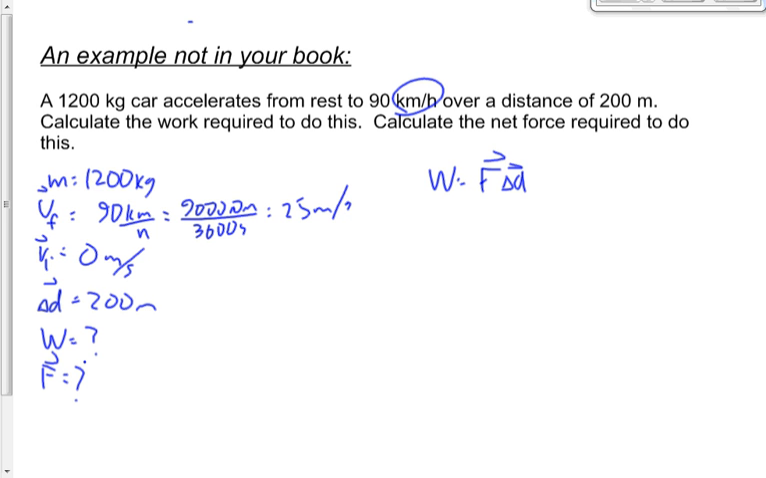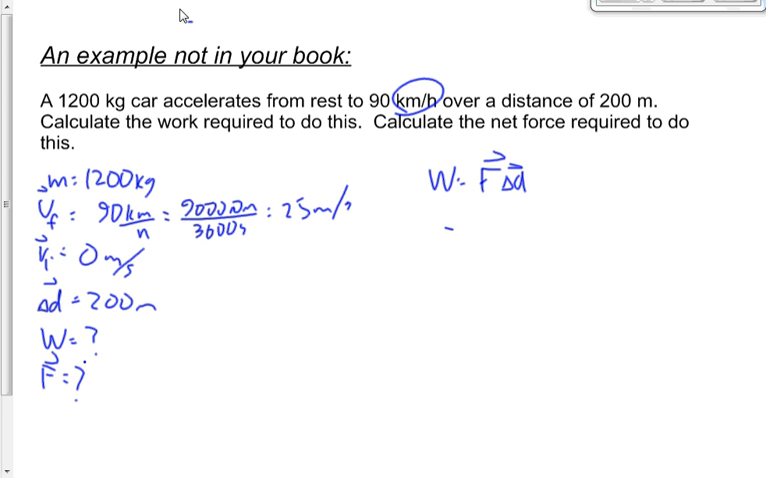Anybody have any ideas here? Maybe we should go to the second part of the question and find force. Force is equal to W over D. But I got a problem there as well. I don't know what work is. So what am I going to do? Force is also equal to mass times acceleration. That's not what I was going to do, but that's correct.